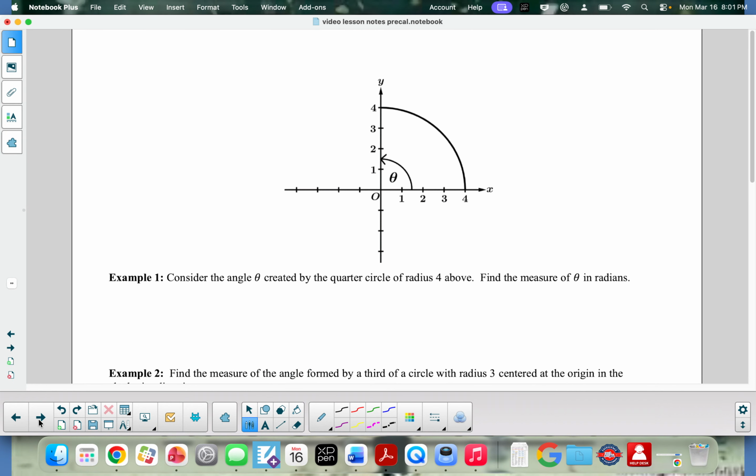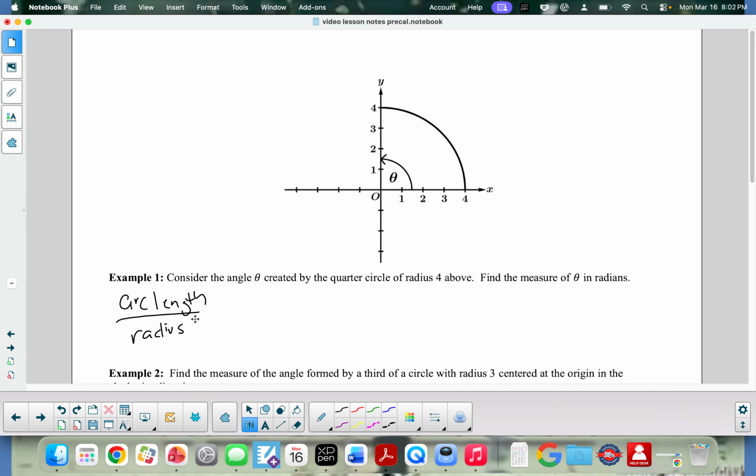We have an angle here, theta, and it is a fourth, or a quarter, of a full circle, and the radius is 4. Remember, it is the arc length divided by the radius. That's how we're going to do this.